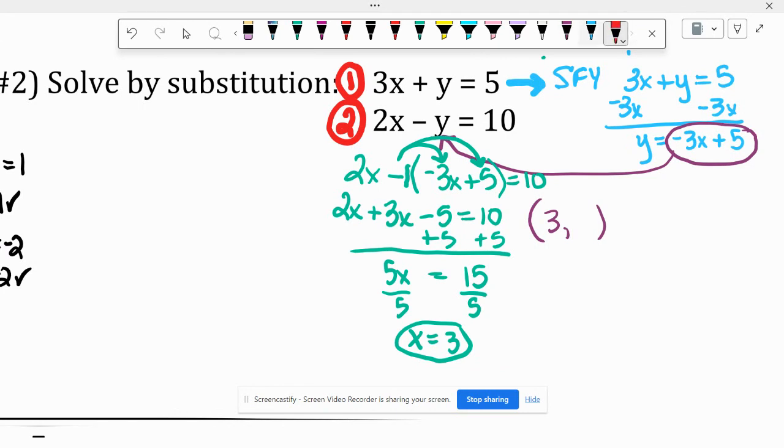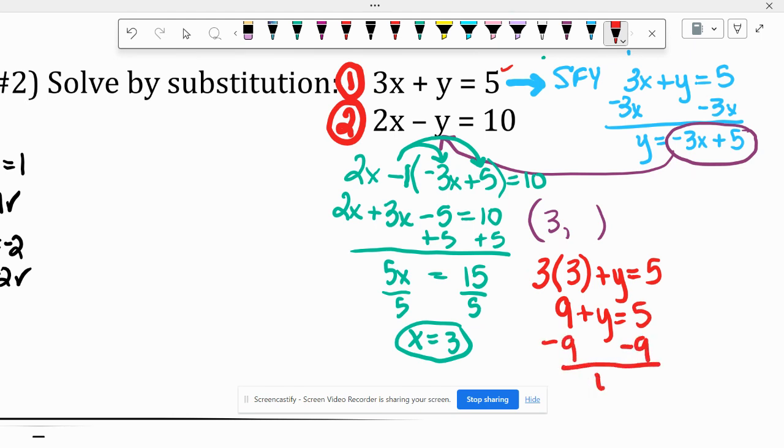So I'm going to plug it back into one of my original equations. I'm going to plug it into equation number 1. So 3 times x, which is 3, plus y equals 5. Well, 3 times 3 is 9, plus y equals 5. I'm going to subtract 9 from both sides. Y equals -4. So my solution is the ordered pair 3, -4.